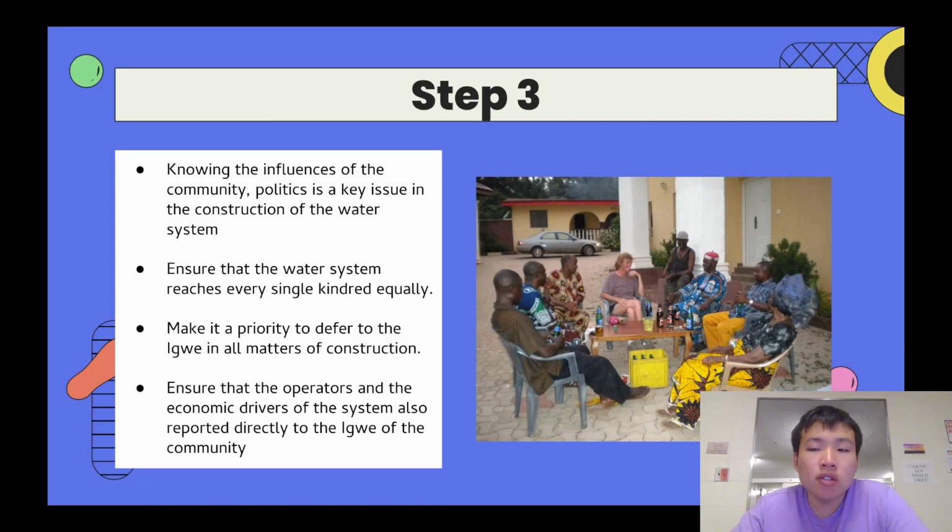Step 3 is more specific and tailored to the exact values of the region. Since we know that the region is heavily influenced politically, politics is one of the key issues in constructing the water system. Firstly, we want to make sure that every single kindred is equally connected to the water system. We know that by not connecting each kindred, we can fracture the already divided political region even more, and that could cause instability in the system, that would cause strife, and it would not allow the community to truly own the system, as the water board would come into great conflict.